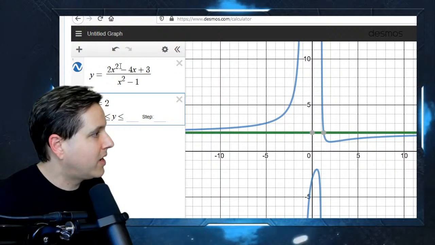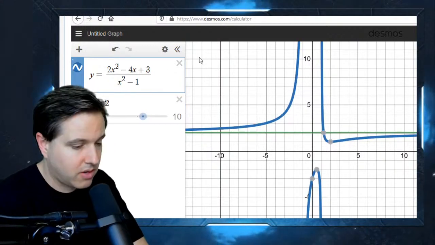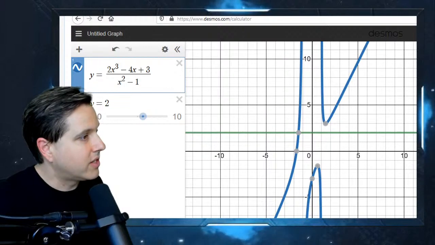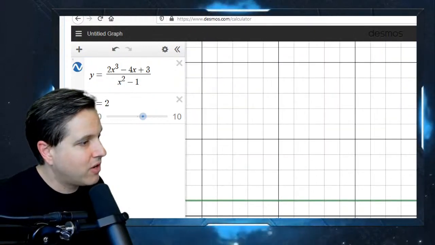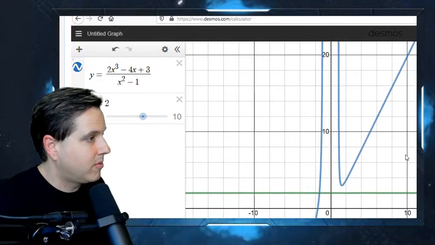So if we put something on here that's higher degree, say we make that a 3, then you can see what's happening here. Our end behavior is that these, let me move it for you.